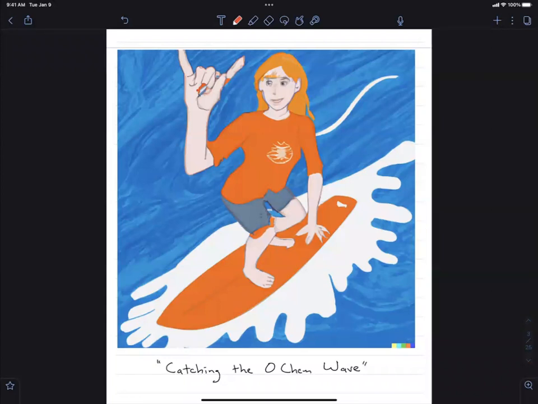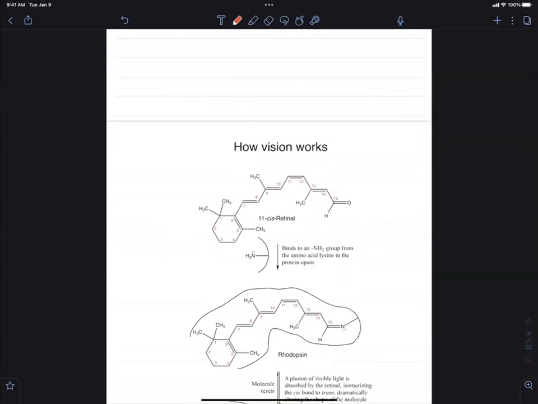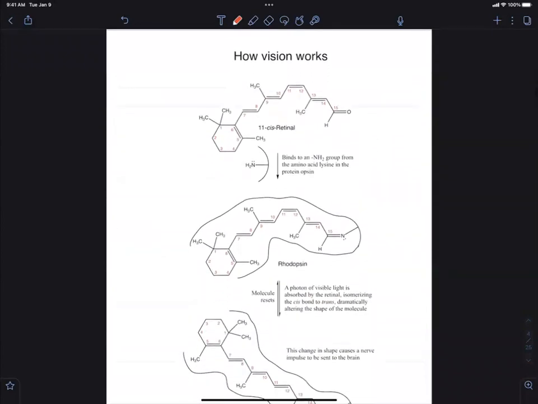Okay, what we're going to do is talk about vision. I started talking about this last week, but as you're going to see, there's kind of a surprise ending here. Just to recap, this molecule, cis-retinal, attaches to a protein called opsin via a Schiff base. The key to that is a reversible linkage. Notice this cis double bond.